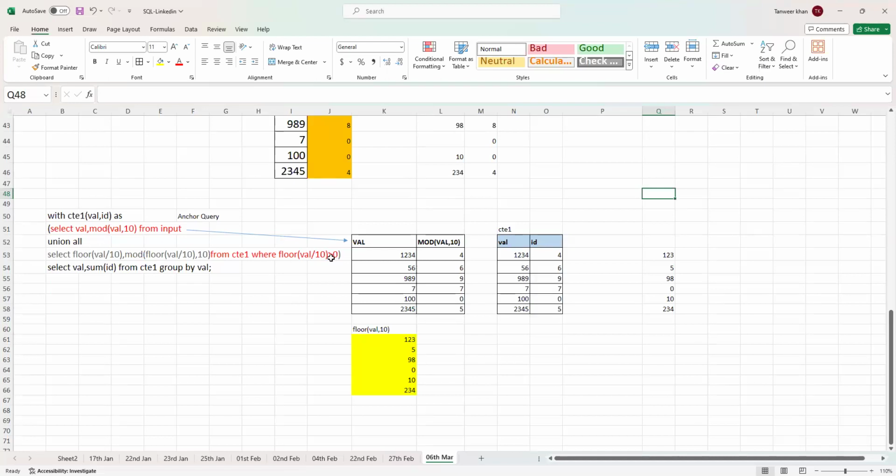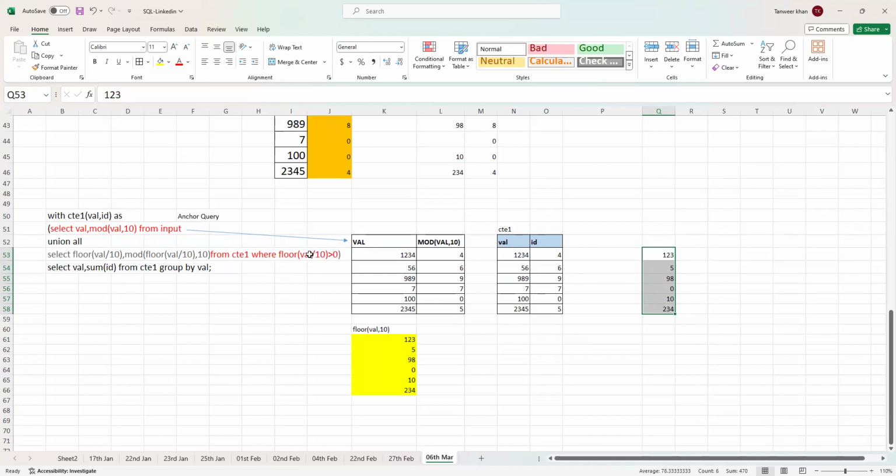Because greater than 0 means you have some value. Once you reach the unit place, like if you take the example of 7, it is 0. So that's what we have written here, floor of val comma 10 greater than 0. It means you have something to extract. That's the reason we are giving this here.